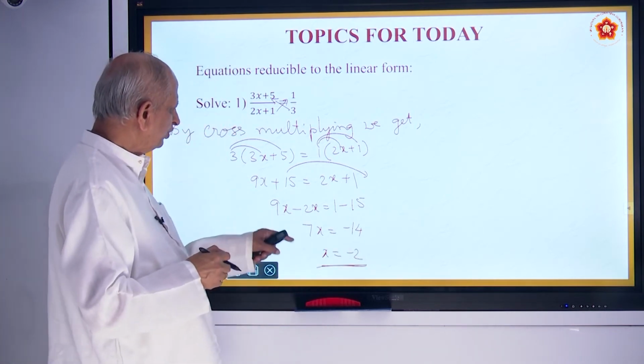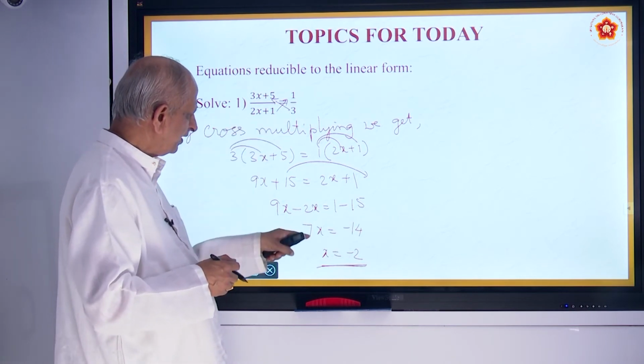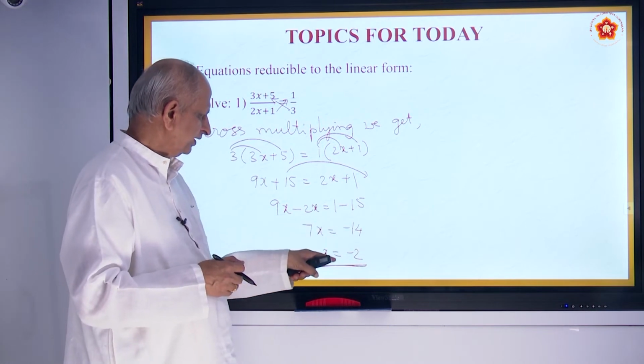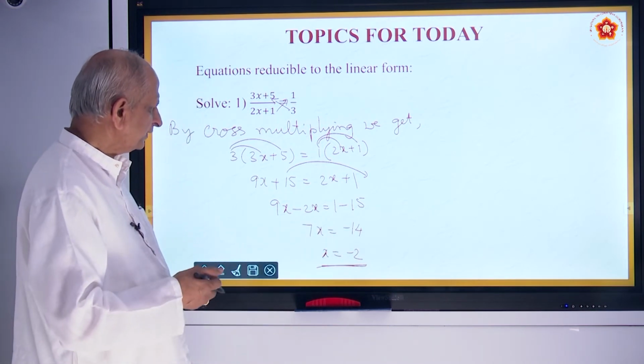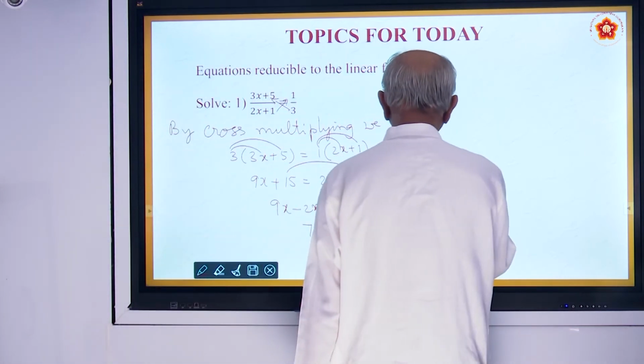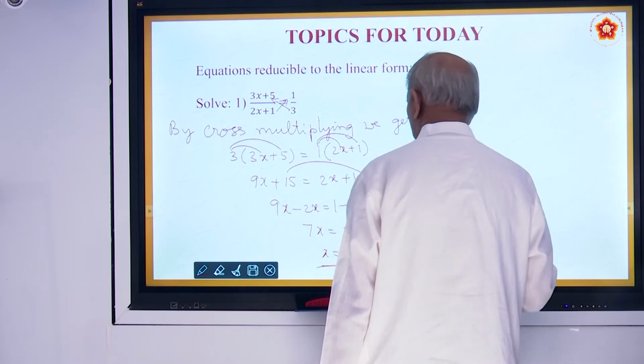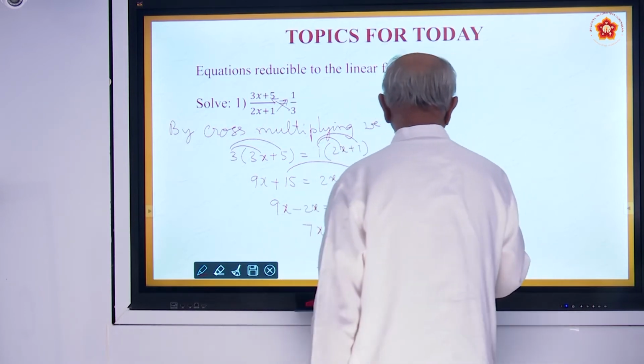So this is called reducible. So this equation is reduced to this form. Then you got the answer. And now you can verify also. So checking can be done. How to do checking? Right, left hand side.